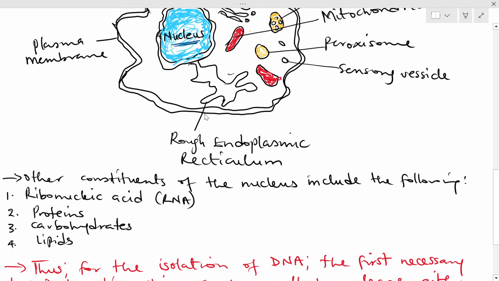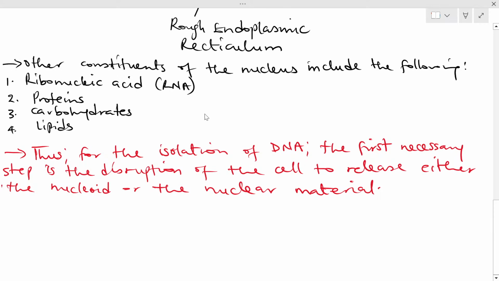So other constituents of the nucleus include what? The ribonucleic acids, which is your RNA, your proteins, your carbohydrates, and of course your lipids. Thus, when isolating your DNA, the first necessary step is what? The breaking of the cell, which is the disruption of the cell. The purpose of disrupting the cell is really to release the nucleoid or the nuclear material. So you are releasing the nucleoid when dealing with prokaryotic cells, or the nuclear material when dealing with what? Eukaryotic cells. Right.